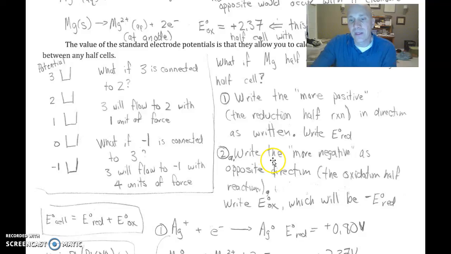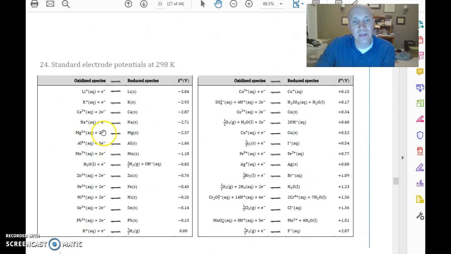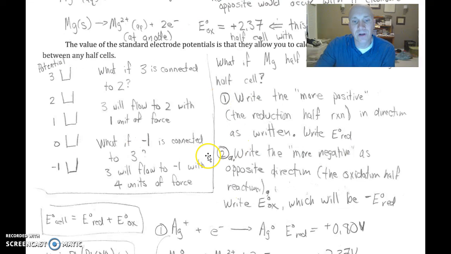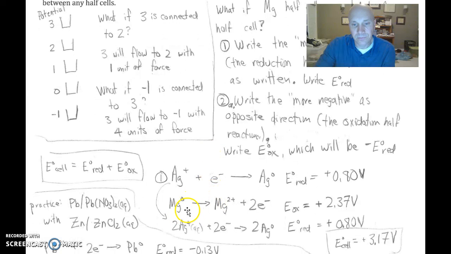Second thing that you're going to do is you're going to write the more negative one in its opposite direction. All right, because if the more positive one is going to be undergoing a reduction, the thing that it's operating with is going to be undergoing the oxidation. So going back to this table, we said that this is the one that is the more negative. All right, so we want to write this reaction, but it going in the opposite direction. So magnesium going to the ion plus the electrons. All right, so again, this is the way that one would occur.